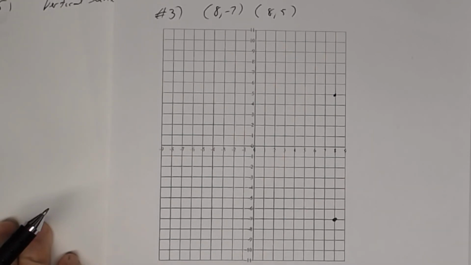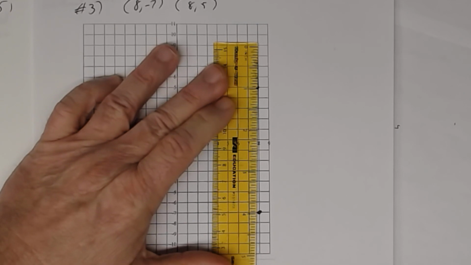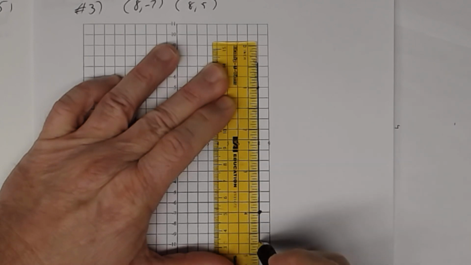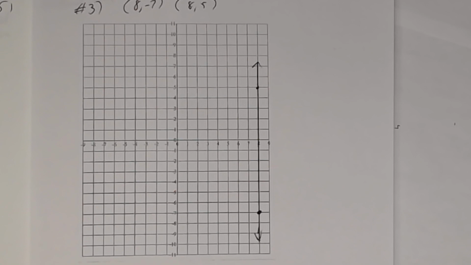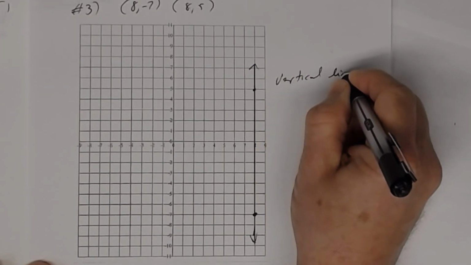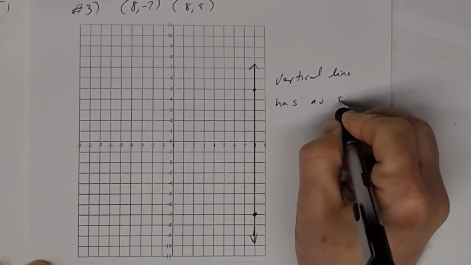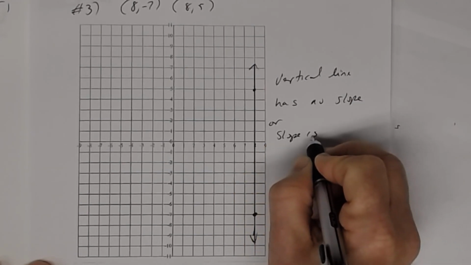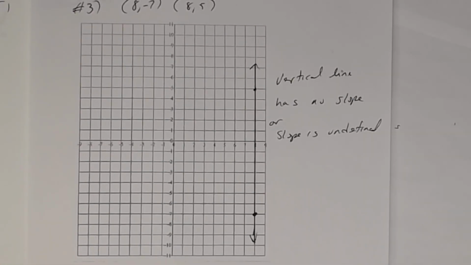If you draw the line going through those two points, you see that it's vertical. And we all know that a vertical line has undefined slope. There is no slope. So once we know it's a vertical line, we can say it has no slope, or you can say the slope is undefined.